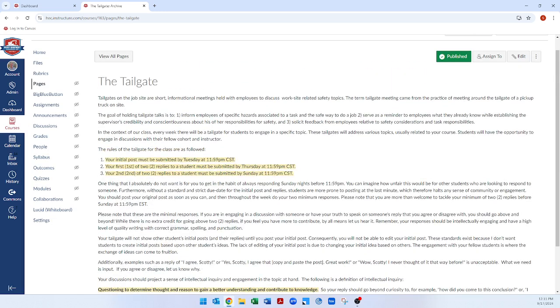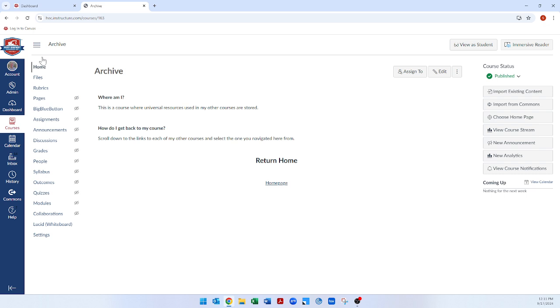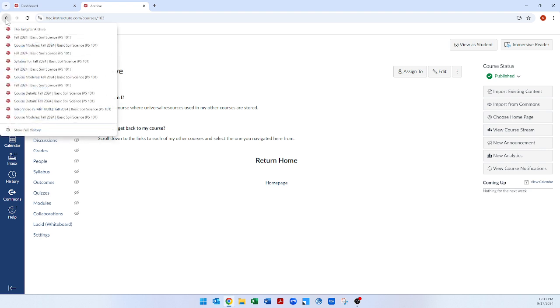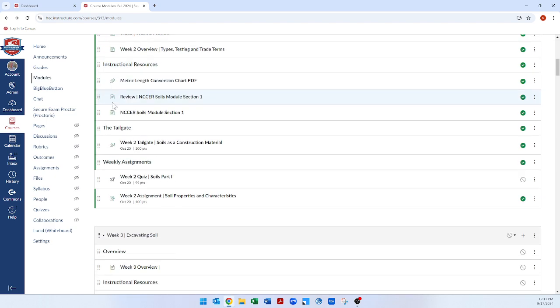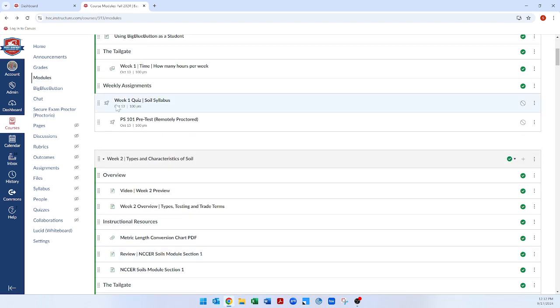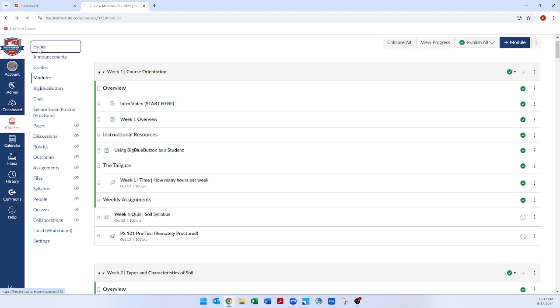Okay, I want to get back and work on that syllabus if I can. Let's go to modules. That's always where I go when I'm lost. Okay, that got me back from the tailgate. Usually home will get you back. In that case it didn't. So here are the modules. We've already gone over that. Let's go back to home.